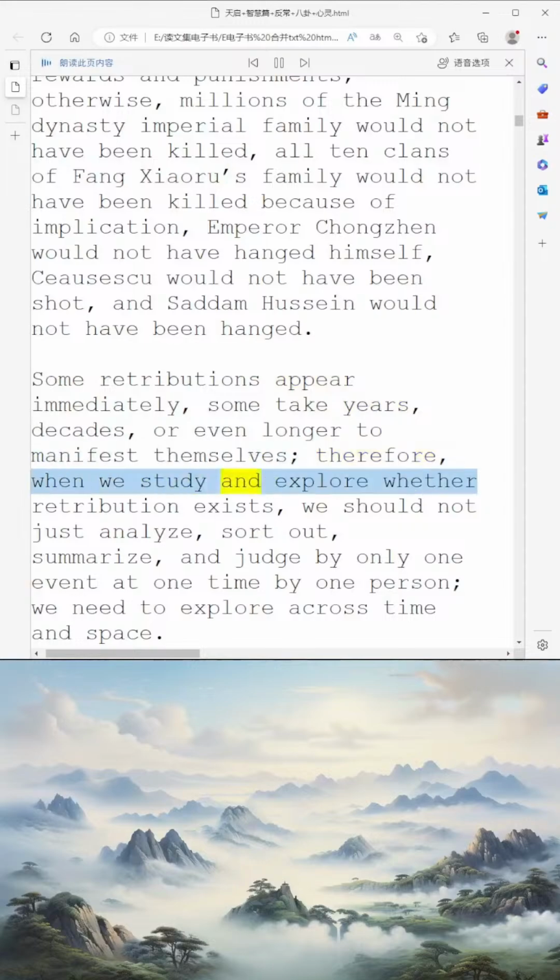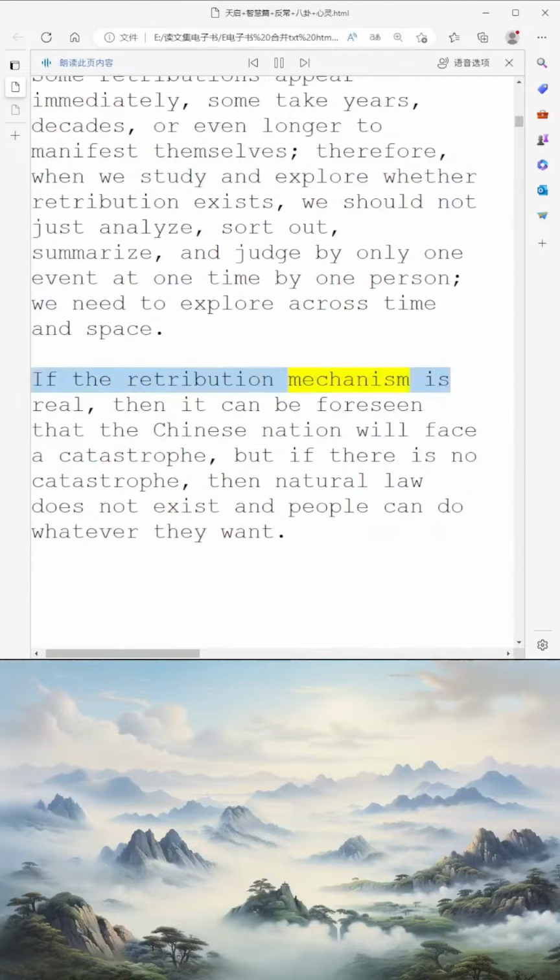Therefore, when we study and explore whether retribution exists, we should not just analyze, sort out, summarize, and judge by only one event at one time by one person. We need to explore across time and space. If the retribution mechanism is real, then it can be foreseen that the Chinese nation will face a catastrophe.